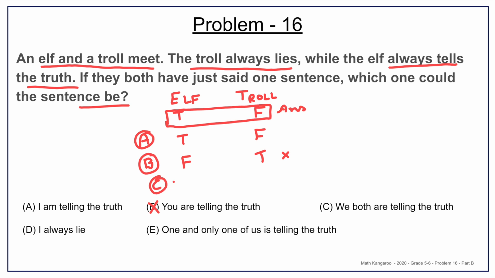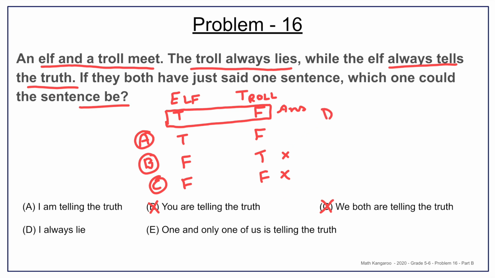"We both are telling the truth." If the elf says it, but the troll is not telling the truth, they always lie, so the elf's statement would be false, which is not allowed. Elves always tell the truth. If the troll says it, it would mean both are telling the truth, but trolls lie, so it must be false. This is not the combination we are looking for. So option C is not our answer.